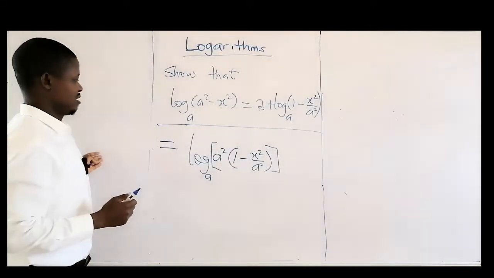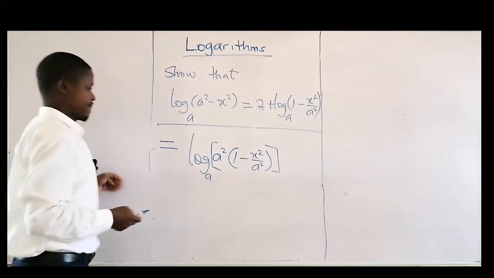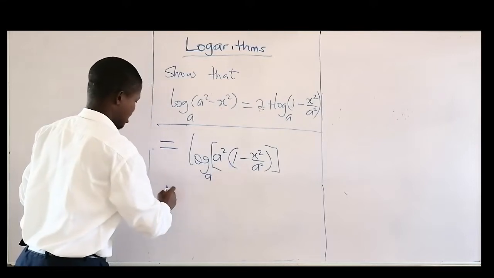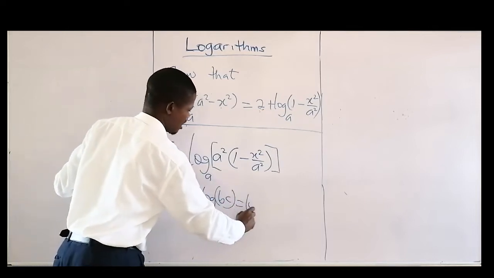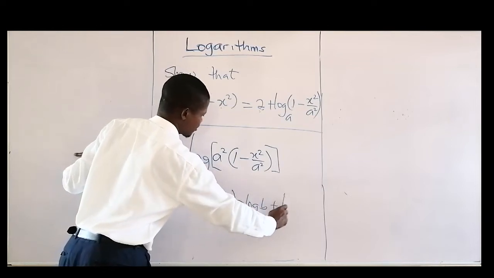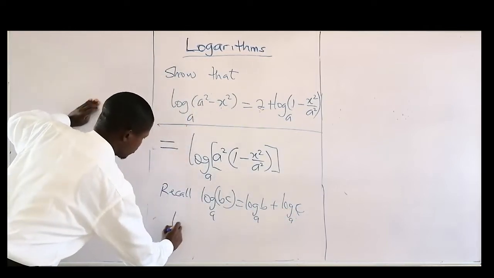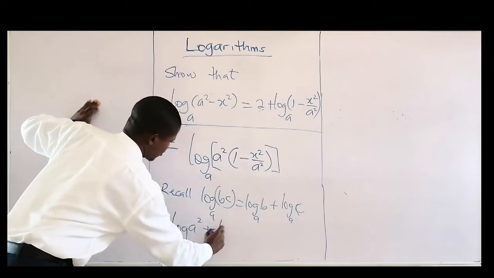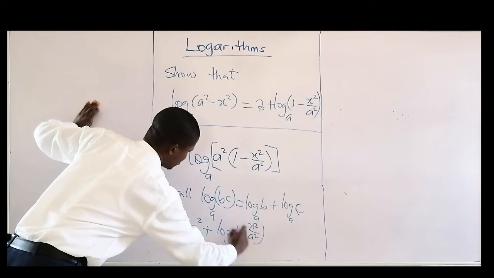By the time you do that, you start dividing the contents by A squared. Then you can apply the laws of logarithm, which will be a product. Recall that we said log BC base A is equal to log B base A plus log C base A. So this will be equal to log A squared base A, and when you are multiplying, that's a plus log of 1 minus S squared over A squared, base A.